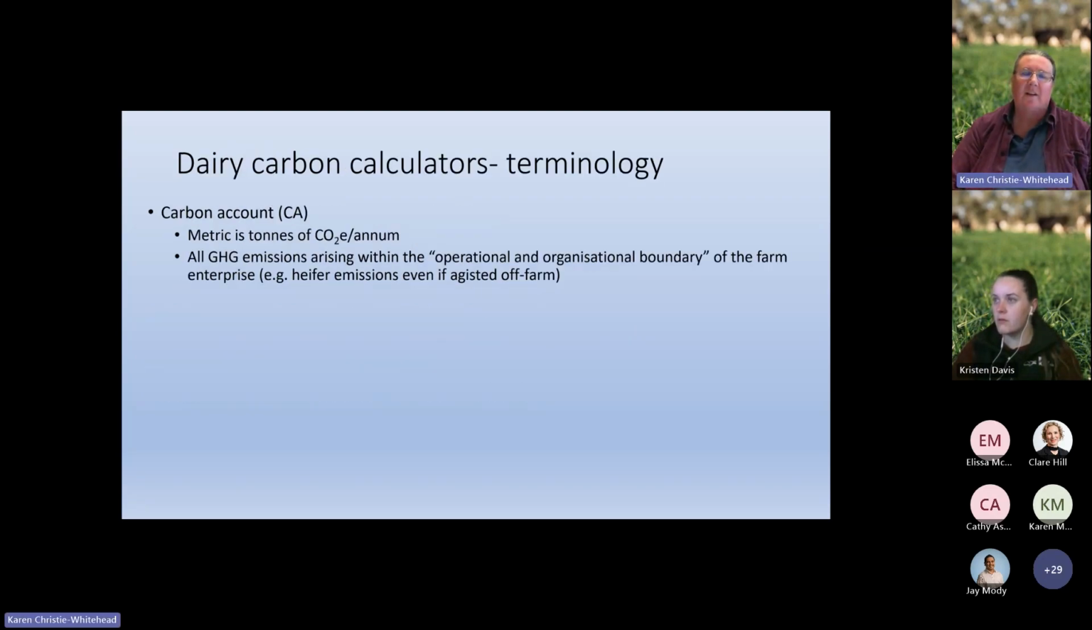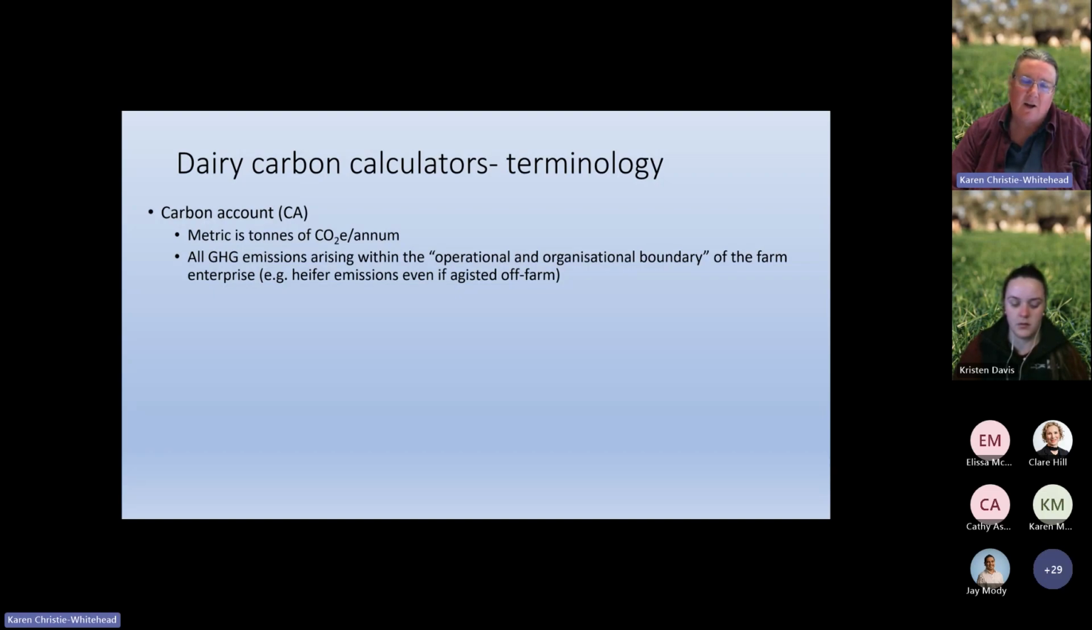When we look at carbon calculators and terminology, carbon accounting is when you look at the metrics, so the total sum of greenhouse gas emissions, using a unit of tonnes of CO2 equivalent per annum. So you might say my farm produces 5,000 tonnes of CO2 equivalent per annum. What's really important is to understand where the boundary is to estimate those emissions, and it's defined as the emissions arising within the operational and organisational boundary of the farm enterprise.